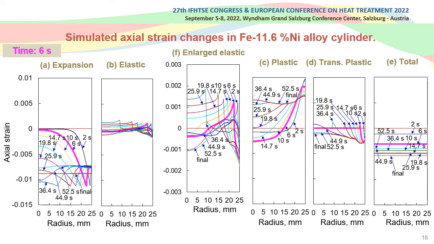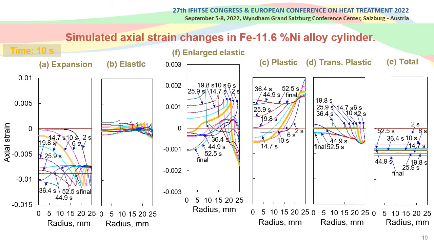The slide shows the various strains at 6 seconds. Compared with 2 seconds, cooling progressed from the surface and the martensitic zone extended to the interior. Thus, the range of expansion plastic and transformation plastic strain are extended inward. For elastic strain, the compression zone on the surface side also expands inward, and the tensile peak moves to the inside. The total strain in the horizontal distribution decreases further.